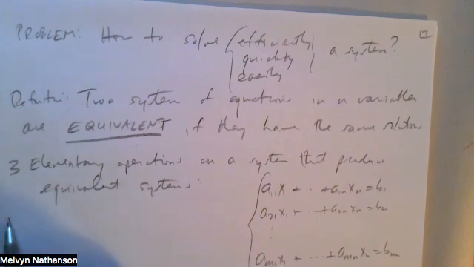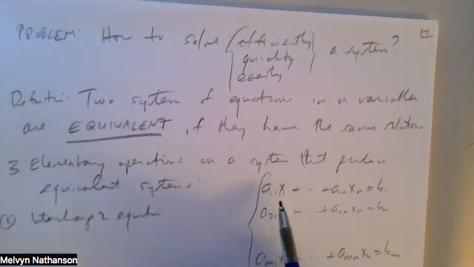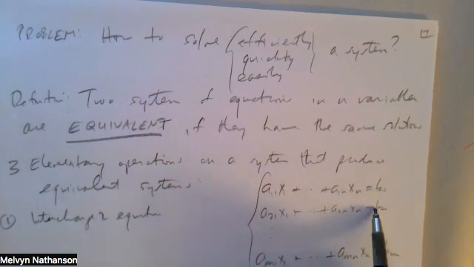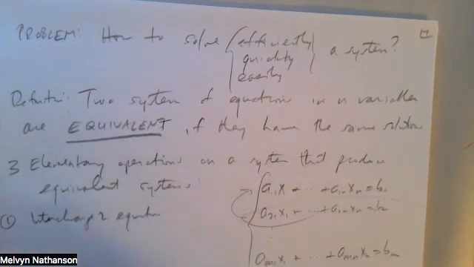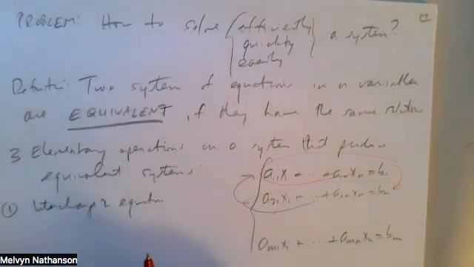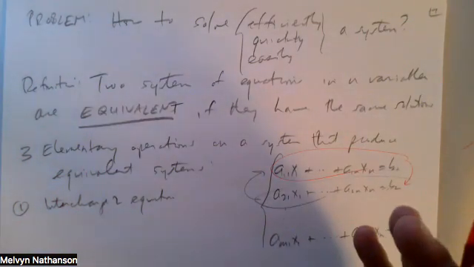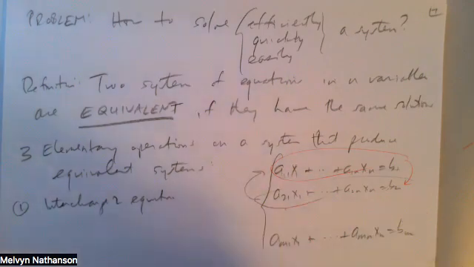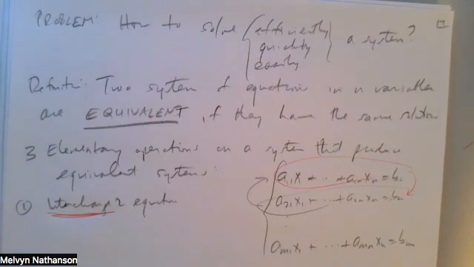The first is very simple. You can interchange two equations. That is, this is the first equation, this is the second. If I interchange the equations, I get a system where this is now the first and this is now the second. It's exactly the same set of equations, just in a different order. So both systems have the same solutions. So this is interchange. You can always interchange two equations.